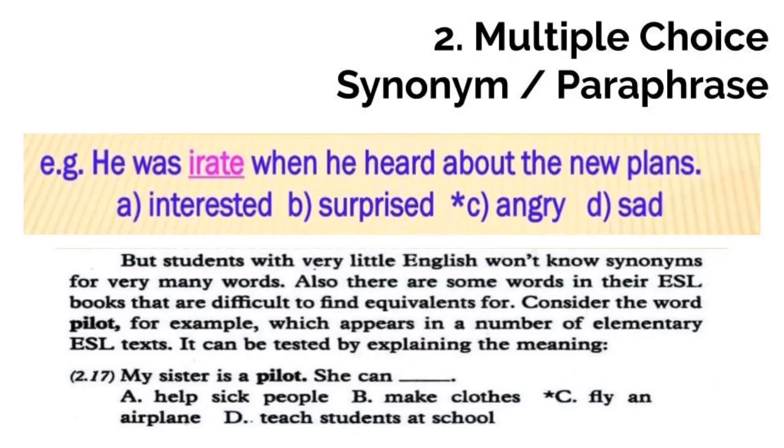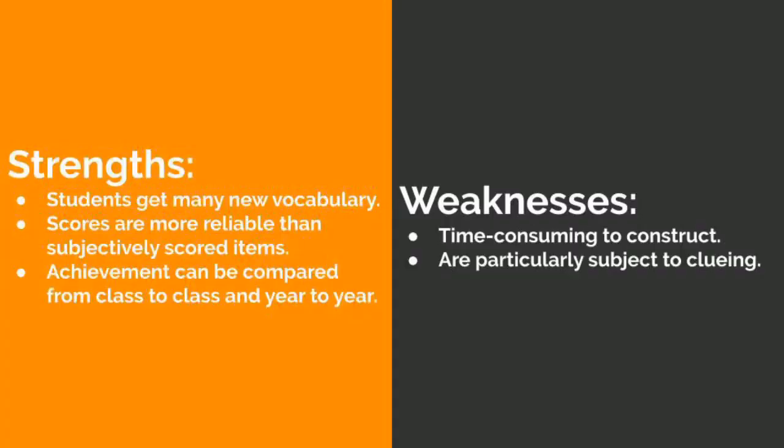And the second one is multiple choice, synonym, or paraphrase. So for this kind of test, there are two examples here, the upper and the bottom. It is very often found in the English department. For the first one, the example, he was irate when he heard about the new plans, it is also often for us to find in the reading test, and also the lower one.